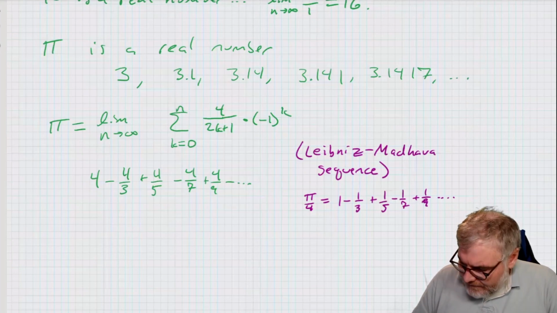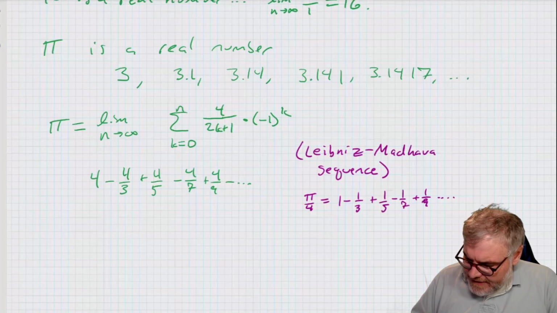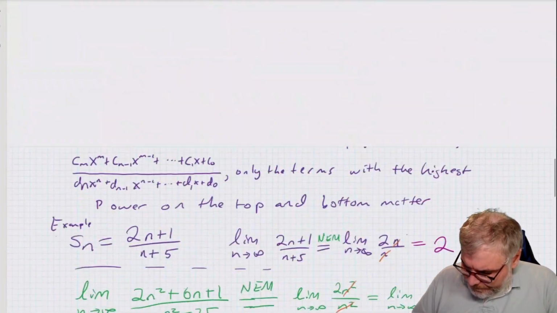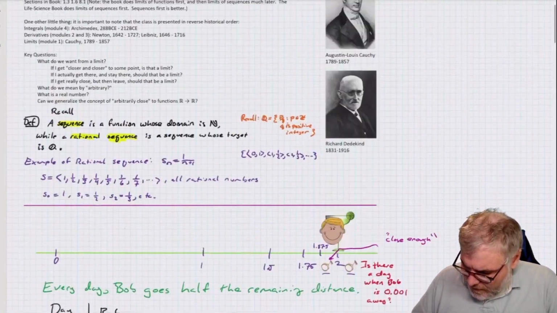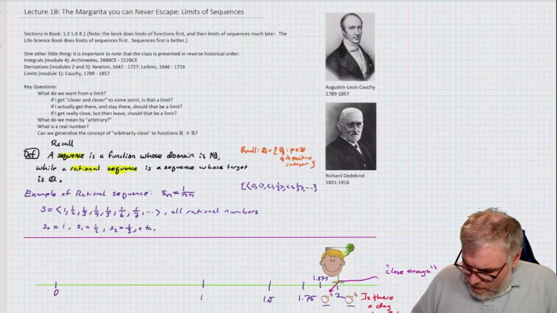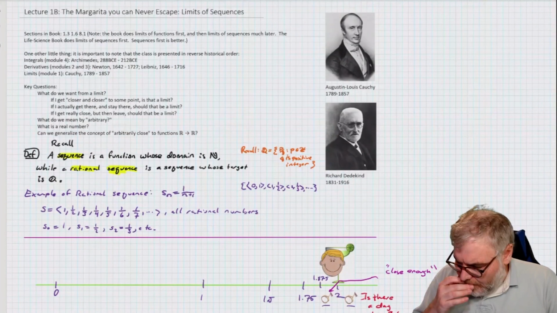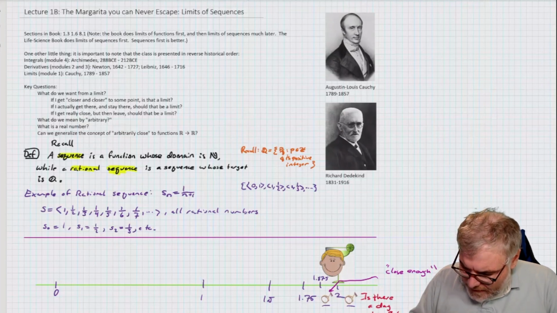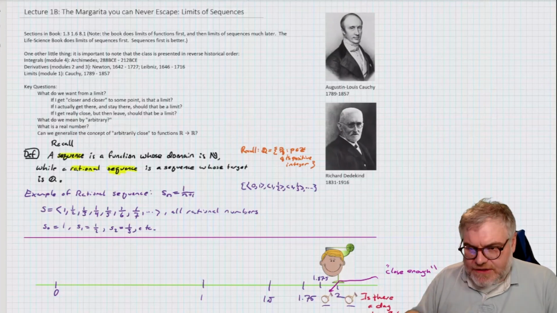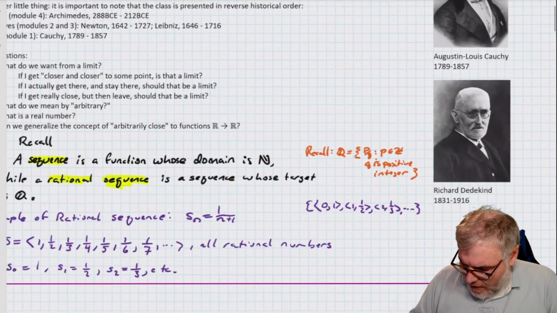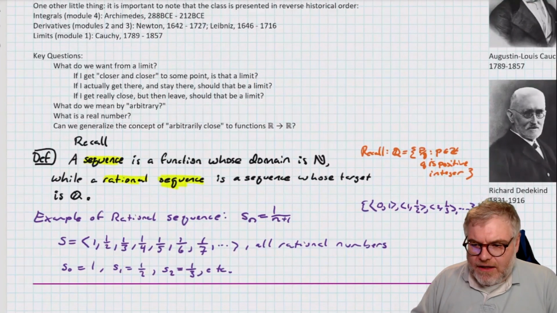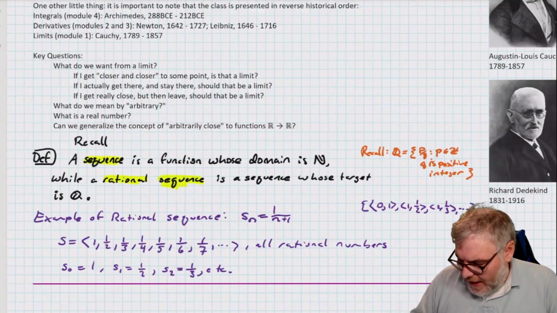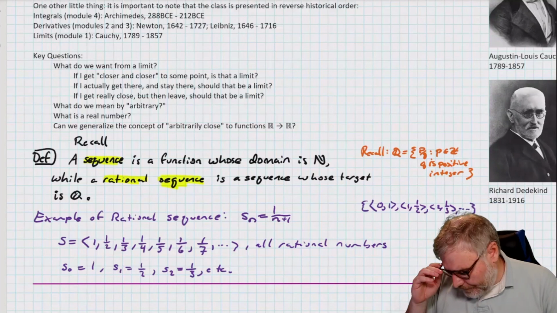Okay, so that's it for today. What we did today was we went over the Margarita you can never escape and limits of sequences. We talked about, you know, these key questions here. I didn't do the arbitrarily close to functions R to R. We did that in peer learning on Friday, and we'll talk about that some more tomorrow.